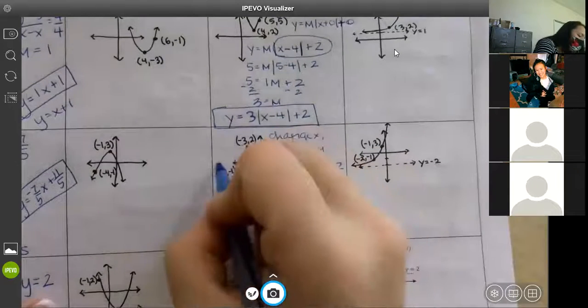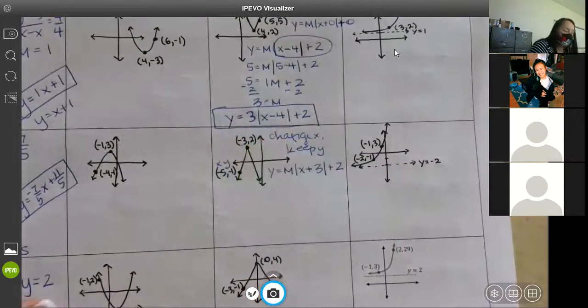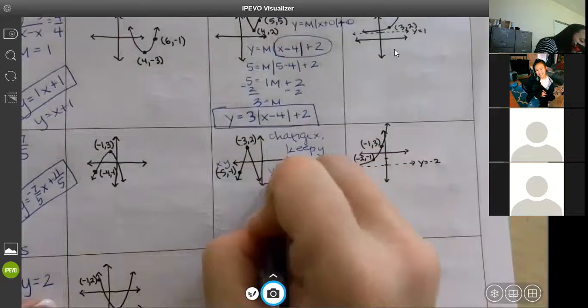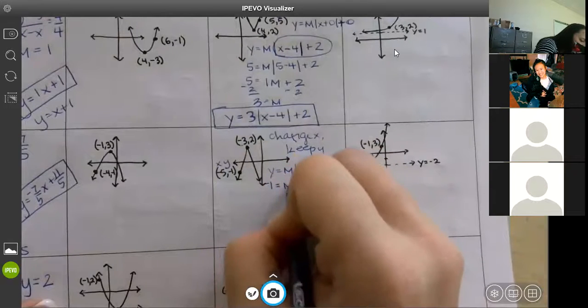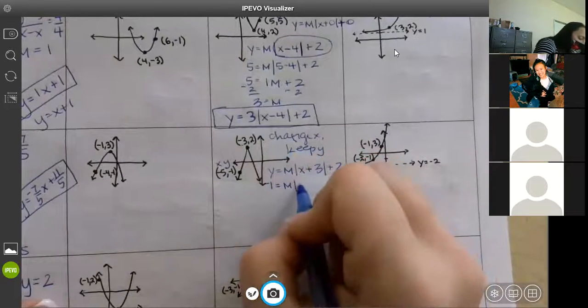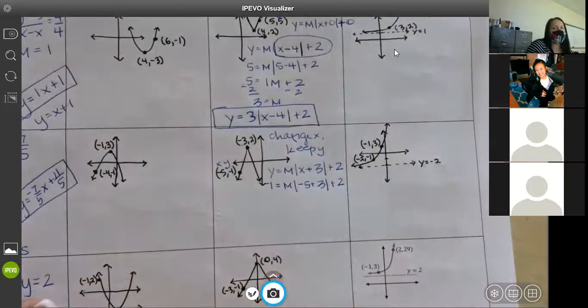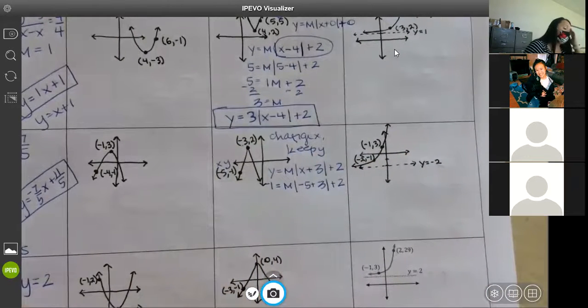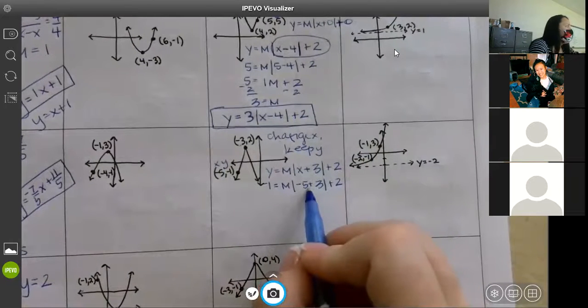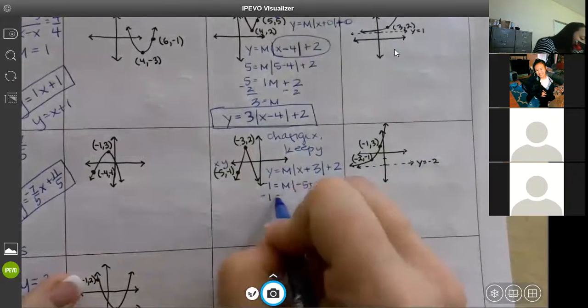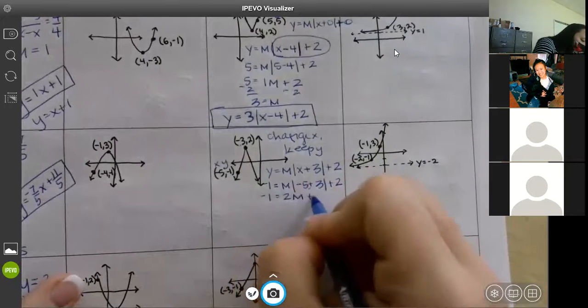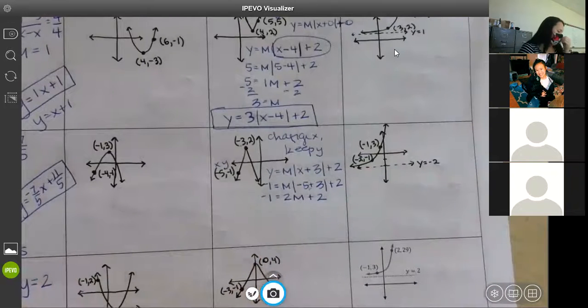All right. Remember, your other coordinate is your x, y. So my y is -1. I don't know my m. That's what I'm looking for. X is -5. And then finish out my equation. Clean up your absolute value. -5 plus 3 is -2. Absolute value is always positive, so the absolute value of -2 is +2. And then we still have the +2 on the m.